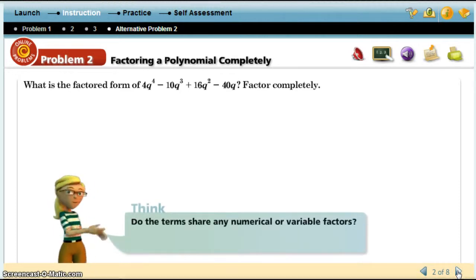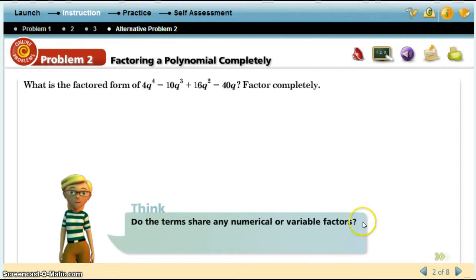Do the terms share any numerical or variable factors? So this is always a good question to ask yourself, even when you're factoring just trinomials. Do you have any GCFs? Do you have any greatest common factors that I could take out first and make this problem much easier? So look at your 4 terms up there and think to yourself, do they have anything in common that I could factor out first and then start doing the rest of my factoring? Try to make it easy on yourself.